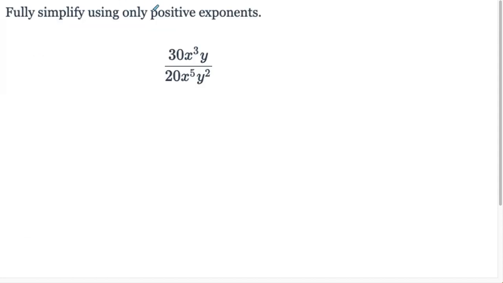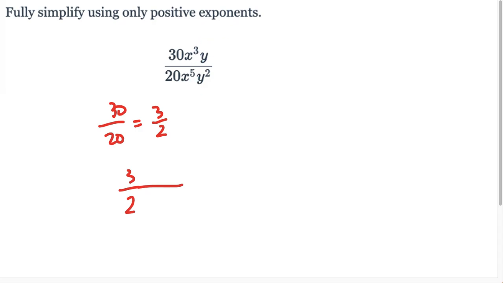So let's begin. So let's say this is 30x cubed y, and then divided by 20x to the fifth y squared. So with division, you're always going to be dealing with simplifying fractions as well, right? So first, let's simplify 30 over 20. So 30 over 20 becomes 3 over 2, all right? So that's our first term, 3 over 2, all right?